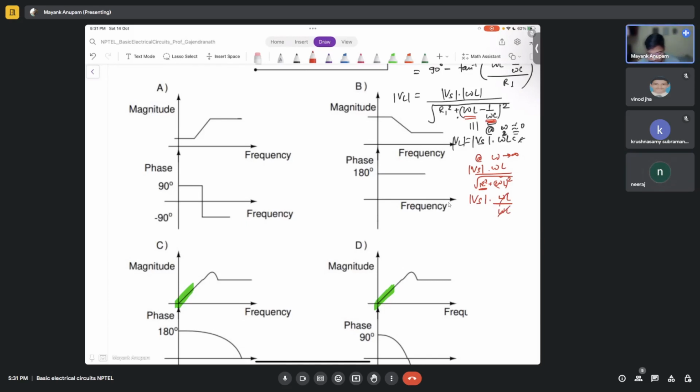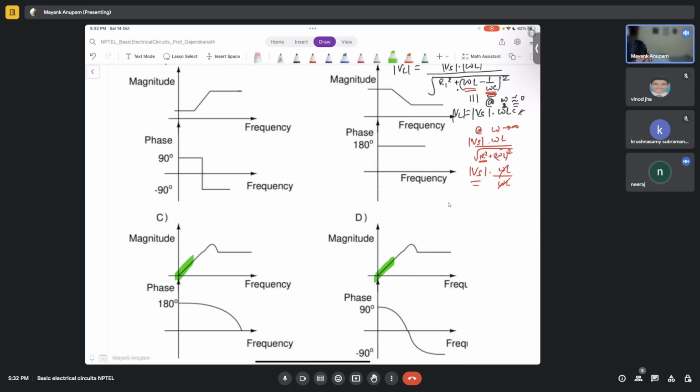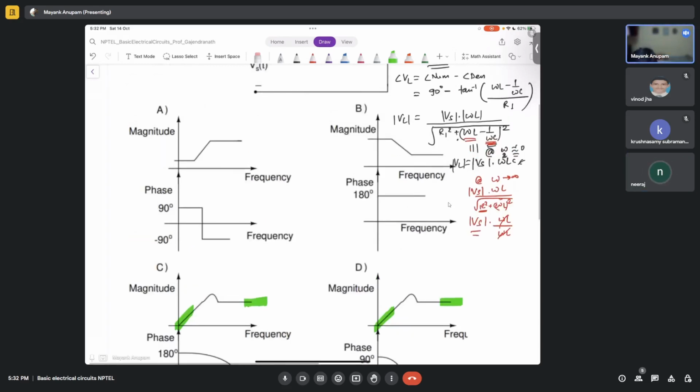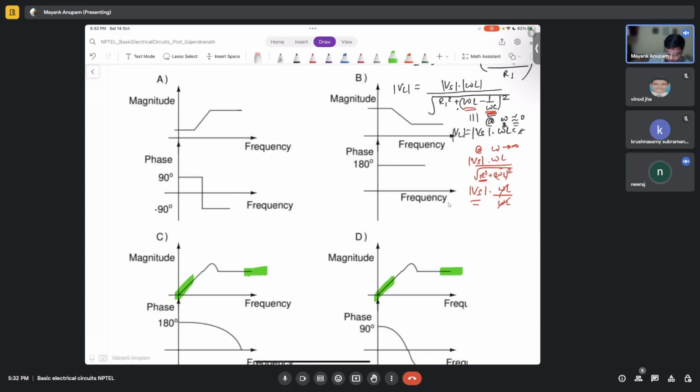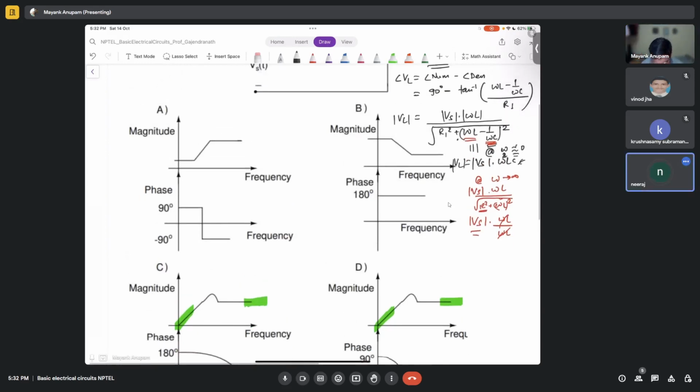So at very high frequencies, VL will be equal to VS, right? So it should be a constant at high frequencies. So it should be constant again at high frequencies, the magnitude. At very low, and now at intermediate frequencies, what should happen?